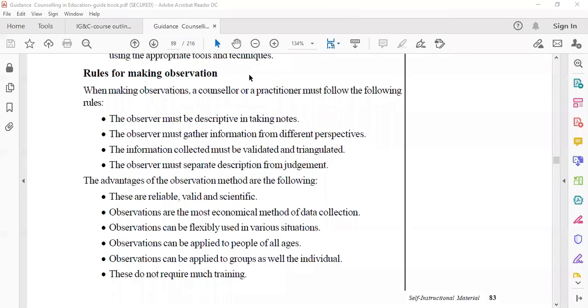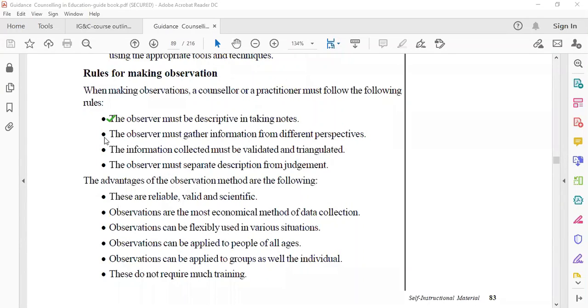Likewise, there are some rules for making observation, and I have told you that observation is also a way of collecting information. The observer must be descriptive in taking notes. It means that whatever he is observing, he must describe his observations in written form, not orally. The observer must gather information from different perspectives. The information collected must be validated and triangulated.